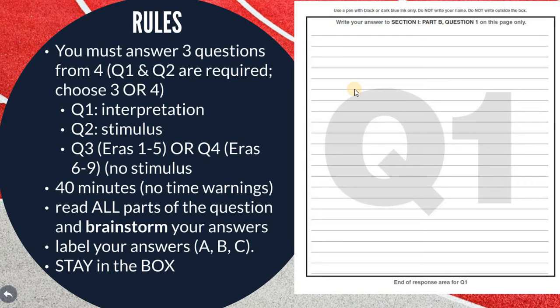Then you get to choose question 3 or question 4. That becomes from the first half of the American history or the second half, eras 6 through 9. And there's also no stimulus. These are just direct A, B, C.